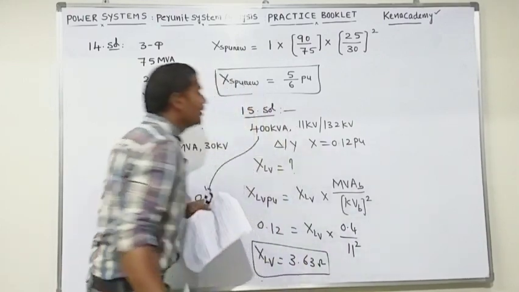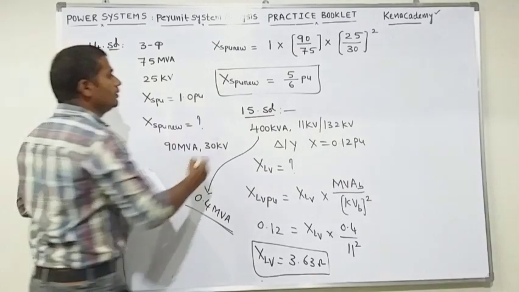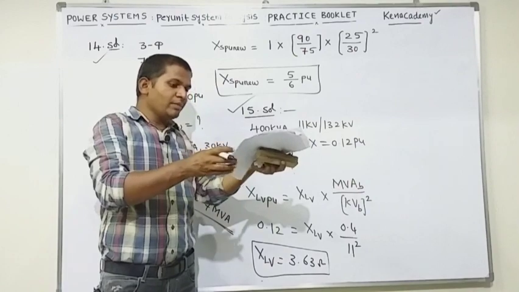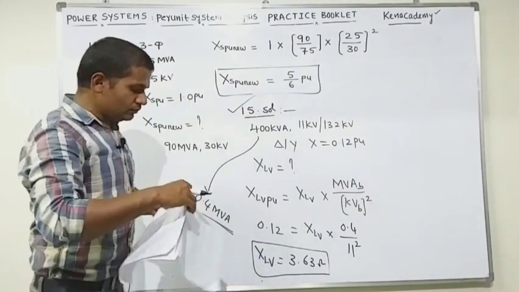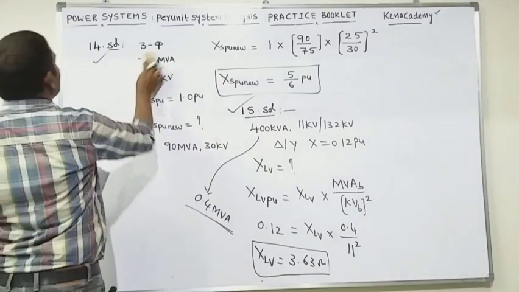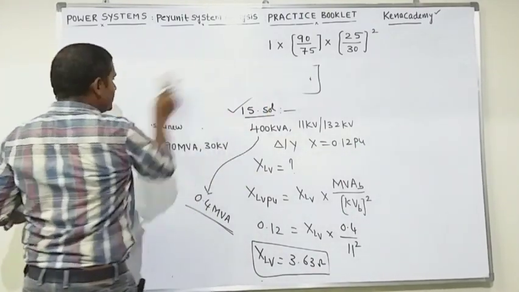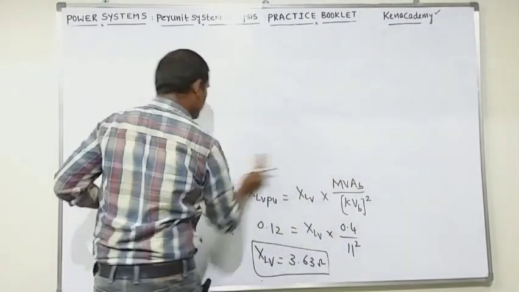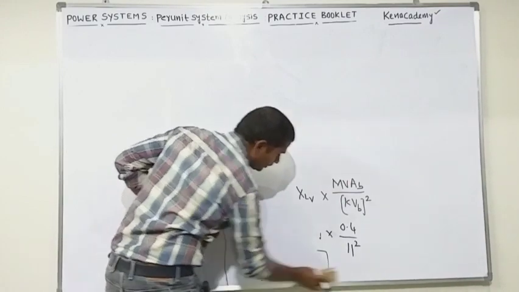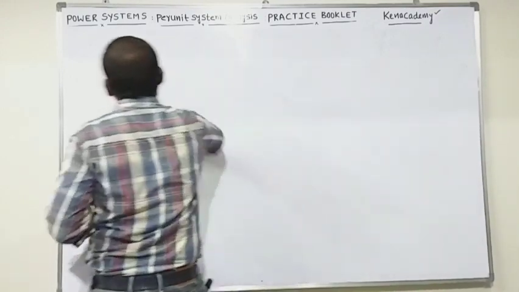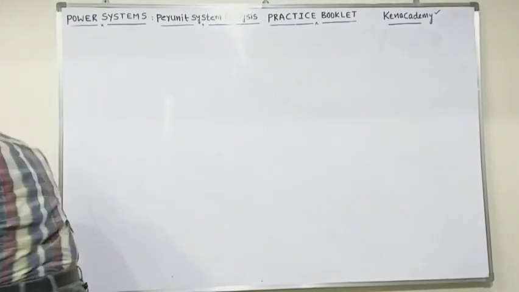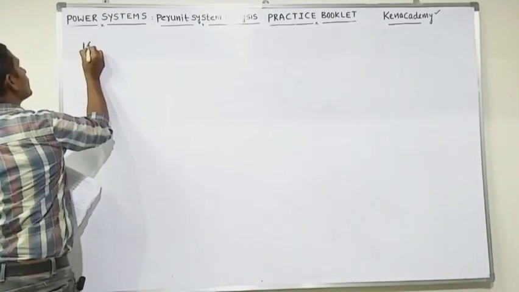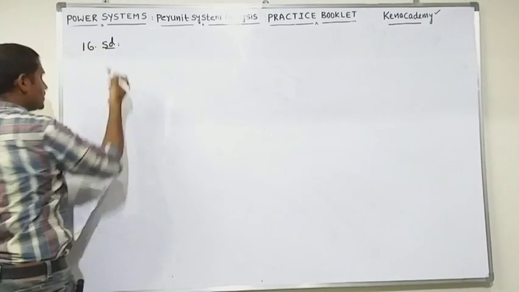3.63 ohms. Concentrate. This was question number 14, and this question number 15 was asked in AP Genco 2017. Clear? Now see question number 16. I am explaining the solution.